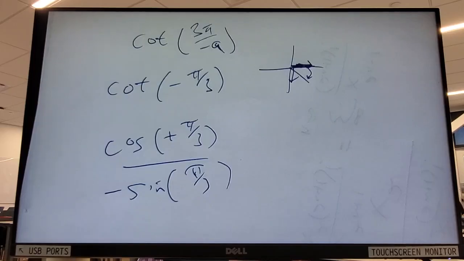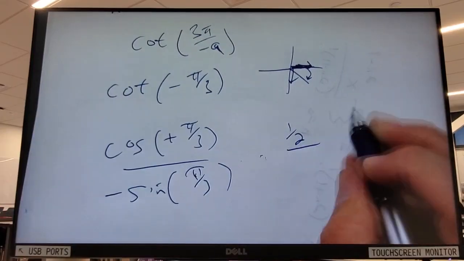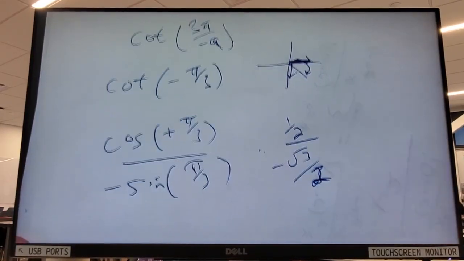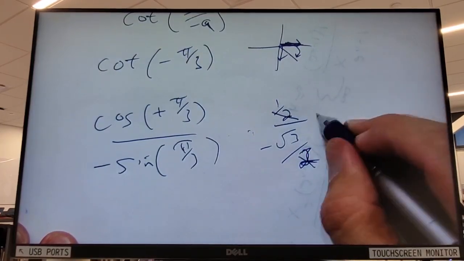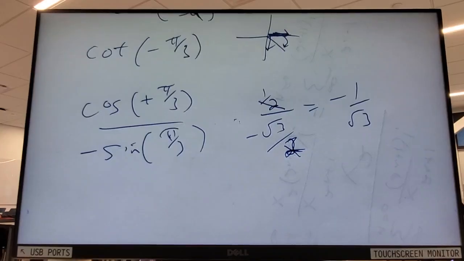Cosine of pi over 3, and again, cosine likes x. The further it gets away, it's going to hate it. Pi over 3 is a big angle, yes? Compared to pi over 6, cosine doesn't like it there. So cosine is going to be 1/2. Sine likes y. Pi over 3 is 60 degrees, close to the y-axis, so sine's going to be big, root 3 over 2. So the top is going to be 1/2, and the bottom is going to be negative root 3 over 2. And then the 2's cancel. And then you could rationalize, but if you get that far, I'm happy.